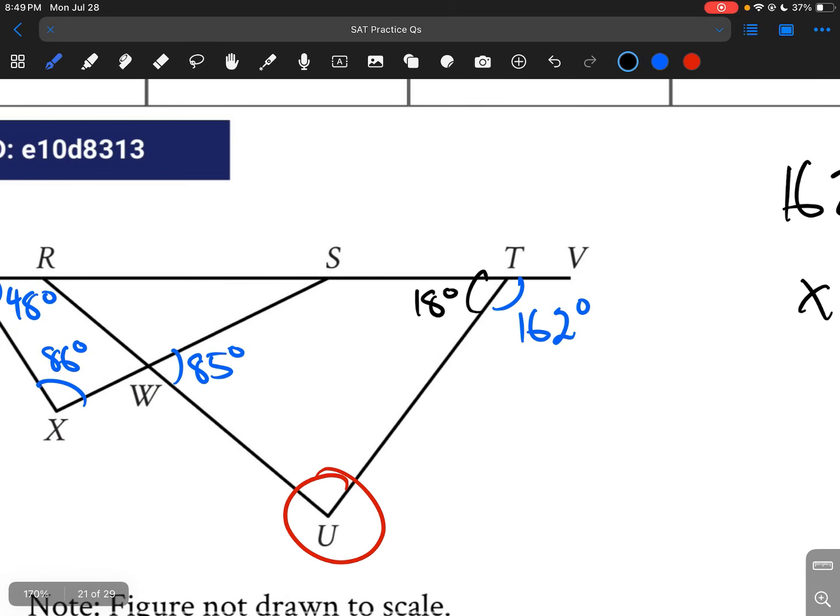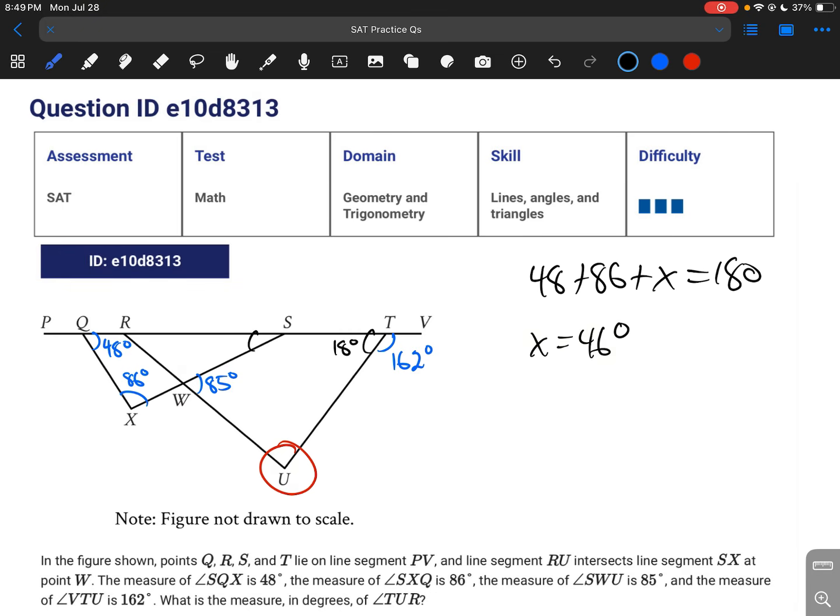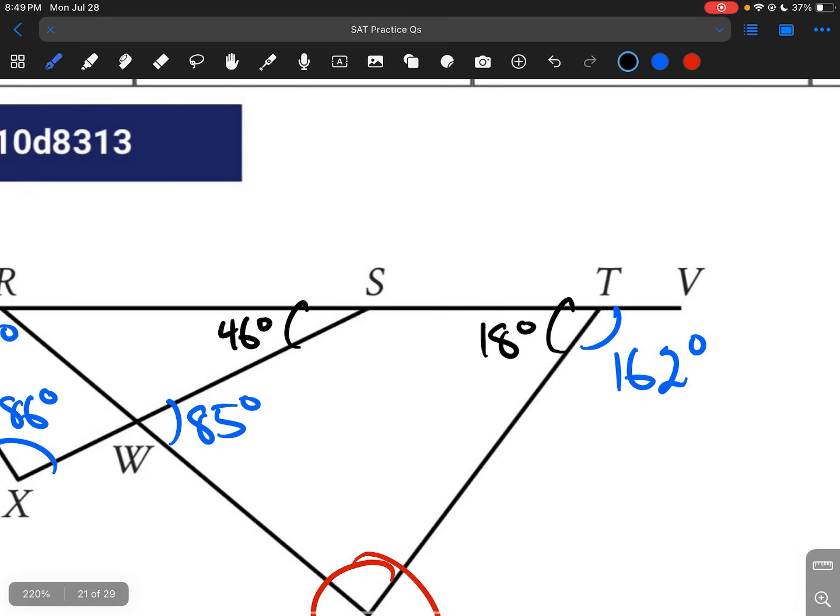And we could find this angle here because we know that all triangles must add up to 180 degrees. We have 48 plus 86 plus that angle, we'll call x, has to equal 180 degrees. So this is 46 degrees.